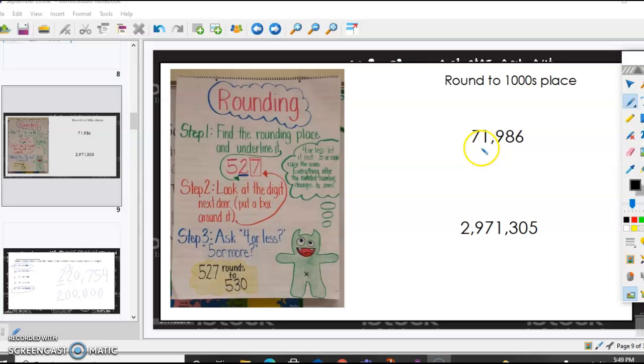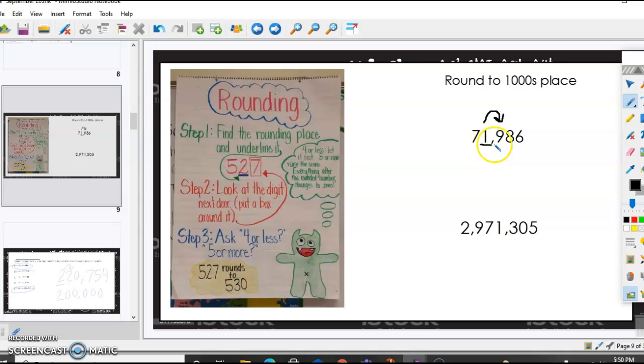So first we find our place. Since we're rounding to the thousands place, this is the ones, tens, hundreds, here's the thousands. So when we find our place, we're going to underline it. Look next door means we're going to draw a little arrow, and this points to the number that we're going to use to decide how we are going to round.